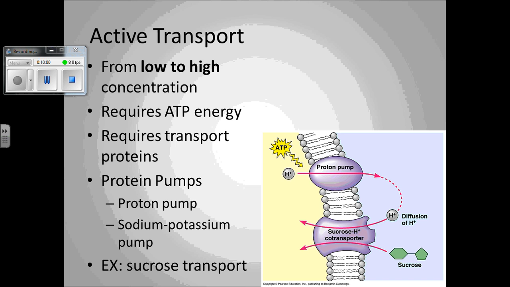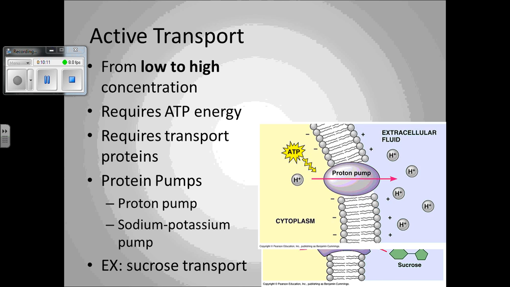Here are some examples of the pump and sucrose transport. Sucrose is a type of sugar. So these are proteins set in the cell membrane that are going to help move things from a low to high concentration.